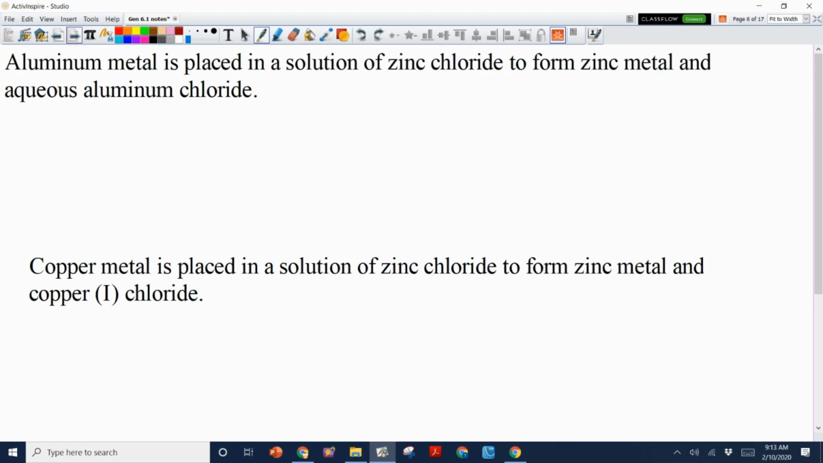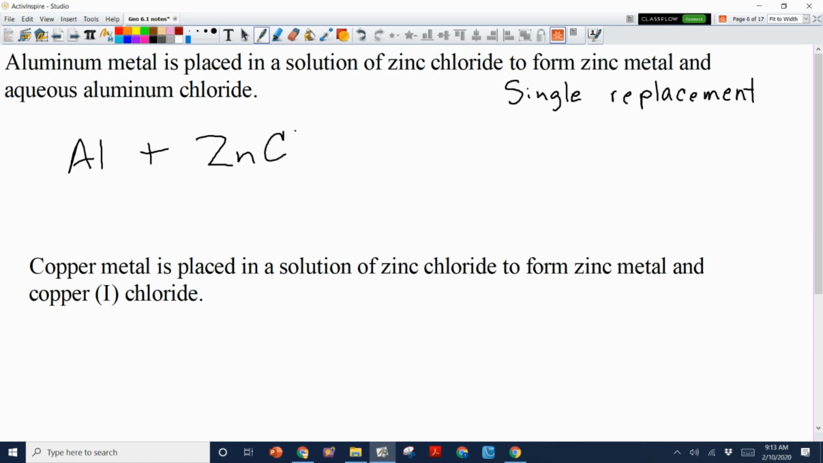Okay, the next one, aluminum metal is placed in a solution of zinc chloride to form zinc metal and aqueous aluminum chloride. Okay, so this type of reaction is called a single replacement reaction. And I'll tell you why after we write the equation. So aluminum metal is placed in a solution of plus zinc chloride. So that's zinc and chlorine. All right, so that's a metal and a nonmetal.